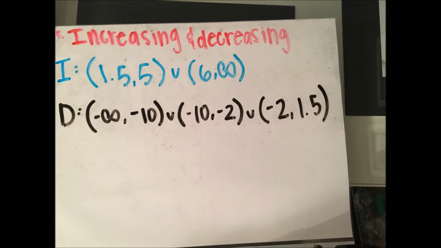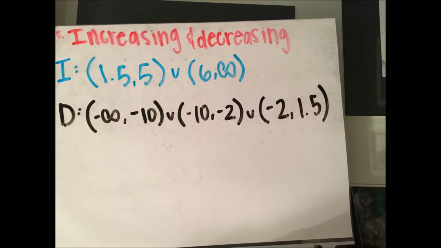So increasing and decreasing looks at which part of the graphs the x values are increasing or decreasing. For increasing, it's increasing from 1.5 to 5, and I got that 1.5 by finding the minimum of the first graph that I graphed, to 5, which is the x-intercept, and then also from 6 to infinity, because the third graph that I graphed is always increasing.